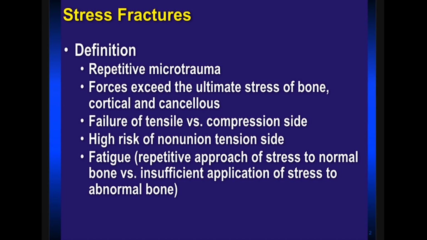By definition, stress fracture occurs from repetitive microtrauma, and the forces exceed the ultimate stress of the bone, cortical or cancellous. The failure can be on the tensile side versus the compression side. Typically, the ones that don't heal are on the tensile side of the bone, such as anterior tibia, the dreaded black line, the Jones fracture, lateral aspect of the fifth metatarsal. And there is a high risk of nonunion on the tensile side.